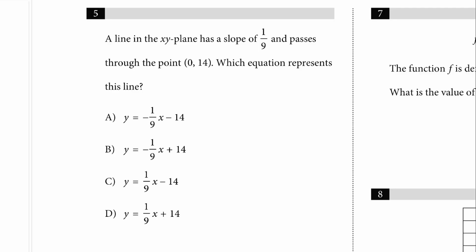A line in the xy plane has a slope of 1/9 and passes through the point (0, 14). Which equation represents this line? This is going to be our y-intercept here, and this is our slope. Remember that in slope-intercept form, the 1/9 is going to be replaced with m, and this means that our b value here is going to be 14. So the answer is going to be D.